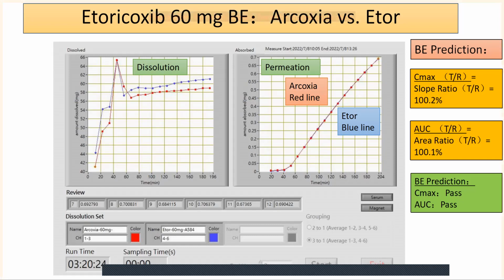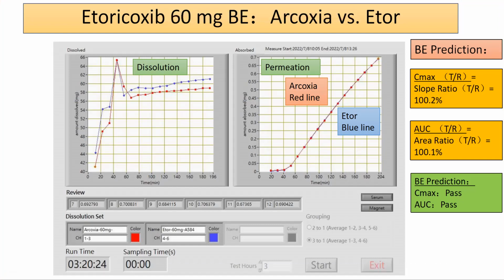Up to this case, we have studied 4 cases already. We understand that the system can tell exactly what's going on with your generic version formulation.